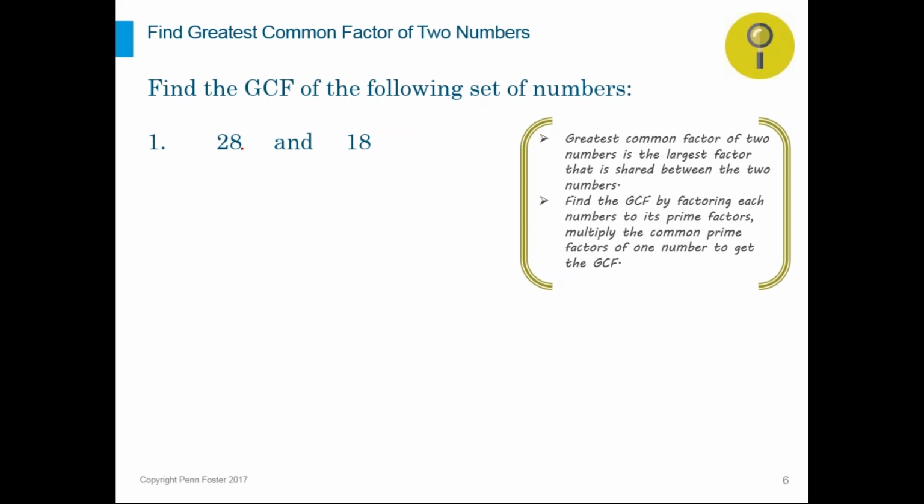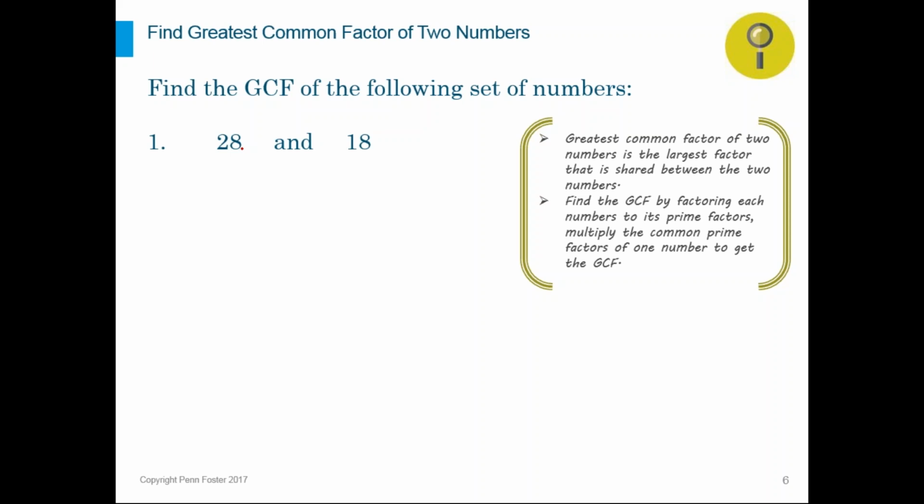A prime number is a number that does not have any factors other than itself and 1. So for example, 2 is a prime number because the only factors of 2 are 2 and 1. 3 is a prime number. 5 is a prime number. 4 is not a prime number.